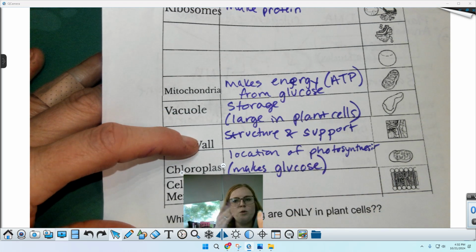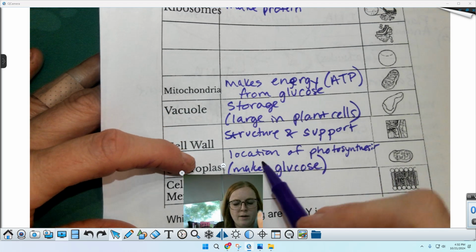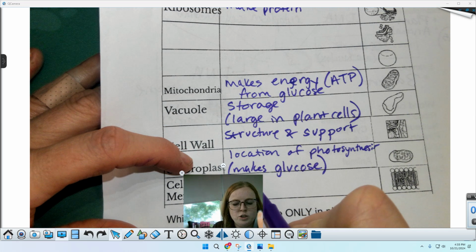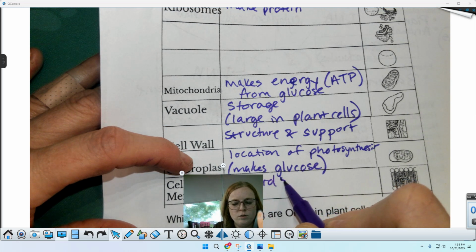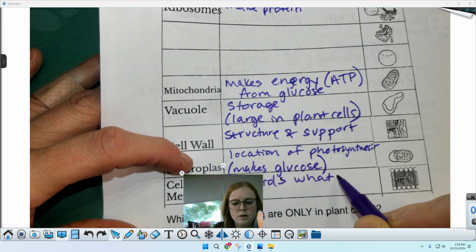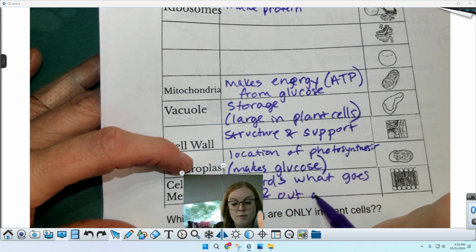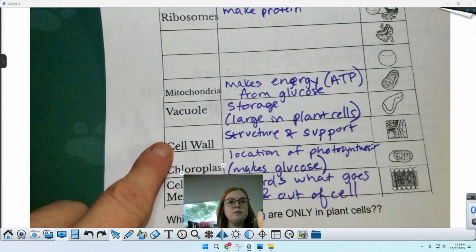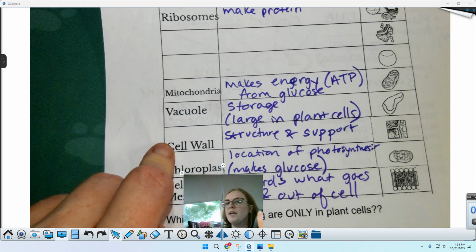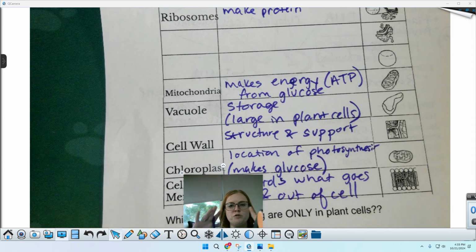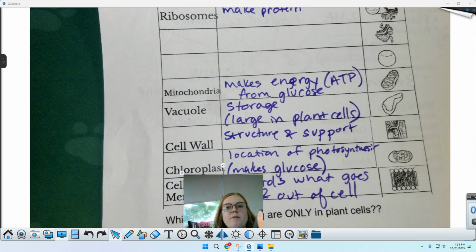Cell membrane is this fluid lipid bilayer on the outside of the cell, and its job is to control what goes in and out of the cell. The cell wall doesn't do that. The cell wall has pores. Things go right through the cell wall. It's just responsible for structure. There are holes in the side.